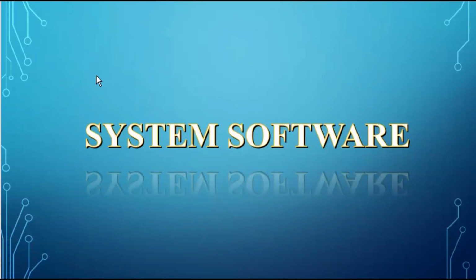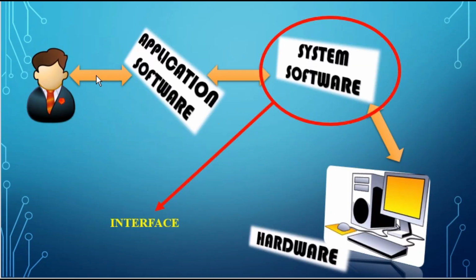In this video, we are going to talk about system software. System software is a collection of programs designed to control the hardware parts of a computer and other application software. In simple terms, it acts as an interface between the computer hardware and the user.